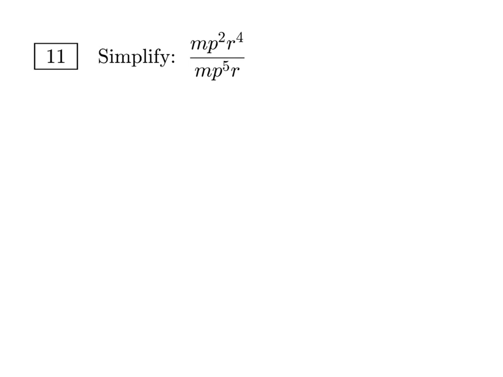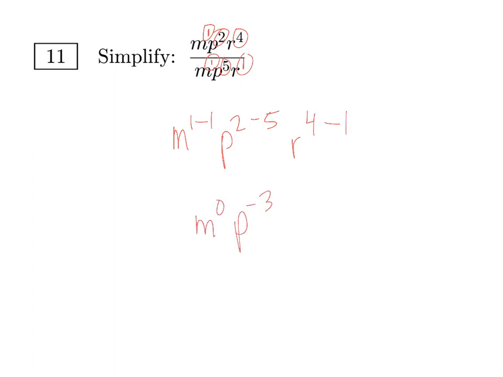All right, for the next one, there's different ways to approach this problem. First, be aware that this is m to the 1st power here, m to the 1st, r to the 1st. So I'm going to have m to the 1st minus 1. Then I'm going to have p to the 2nd minus 5. Then I'm going to have r to the 4th minus 1. So I have m to the 0 power, p to the negative 3, and r to the 3rd.